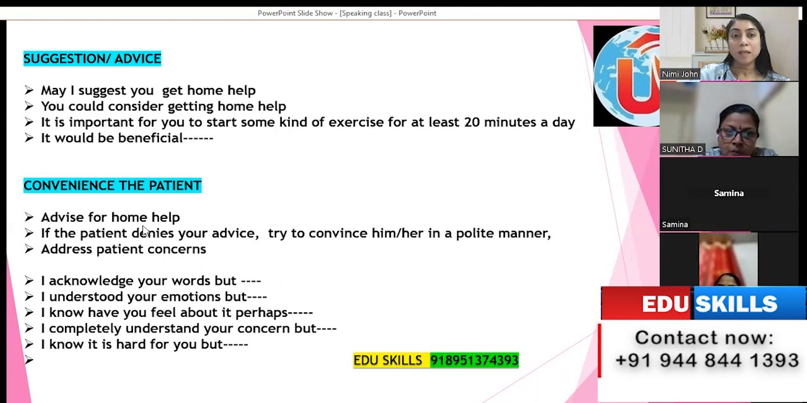At first the patient will deny. If the patient denies your advice, try to convince him or her in a polite manner. In this situation, we can say, I acknowledge your words, but in the current situation you need more rest, so it's a better idea to go for the home help. Or, I understand your emotions, but; or, I know how you feel about it; or, I completely understand your concern; or, I know it's hard for you too, but you have to cooperate. Do not always use I can understand, change the phrases.